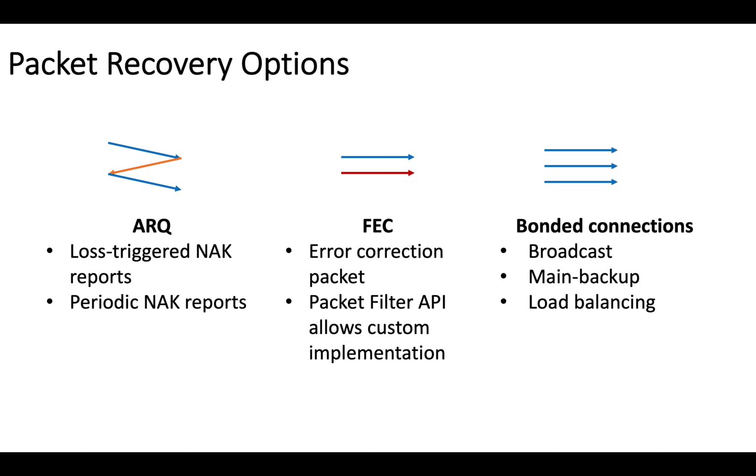Besides ARQ, there are other possible packet recovery options like forward error correction and bonded SRT connection. In case of forward error correction, SRT provides an extension and certain packet formats to apply any custom forward error correction algorithm. In case of connection bonding, several SRT connections can form a single bonded connection. Thus, a certain type of redundancy can be utilized to increase the chances to deliver a packet, or at least increase link throughput. Three bonding modes will be supported in the upcoming version 1.5: broadcast, main backup, and load balancing. I will not go deeper into this due to time limitations.